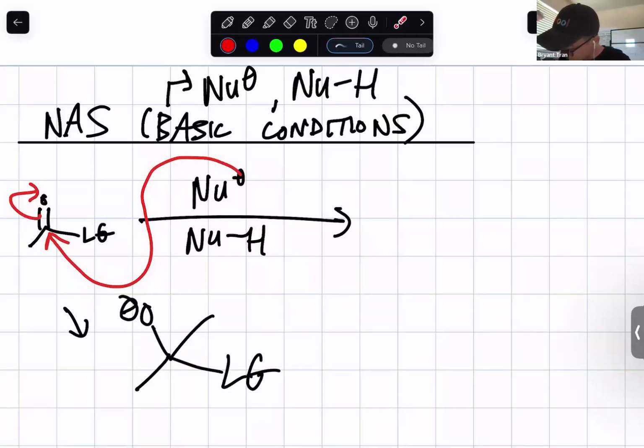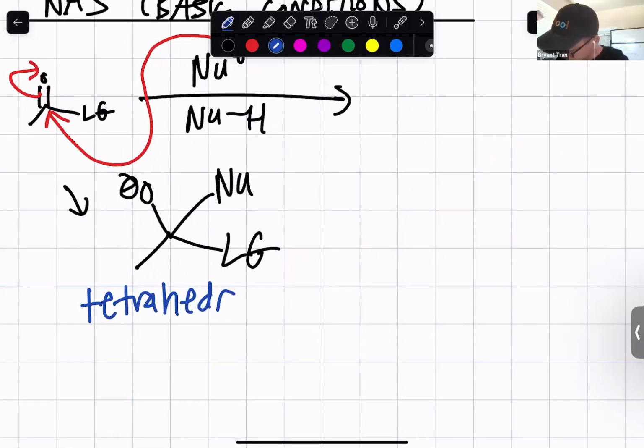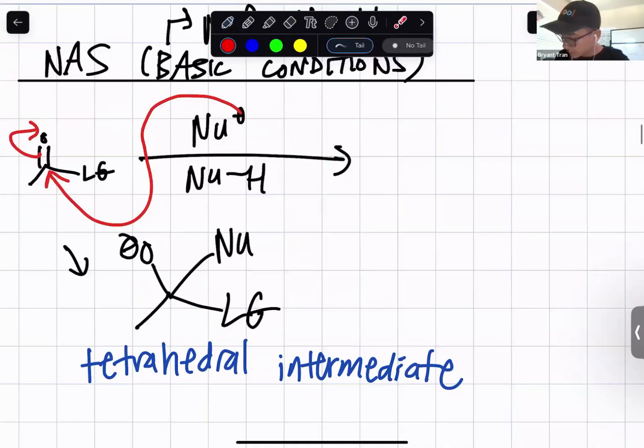This right here that I just drew out is a new bond. That right there is the new bond between this carbon and this nucleophile right here. And this is what we call the tetrahedral intermediate, right? That should be in the vocab, so circle it or write it down. This is the tetrahedral intermediate. Now, once I have this tetrahedral intermediate, we can reform the carbonyl, right?